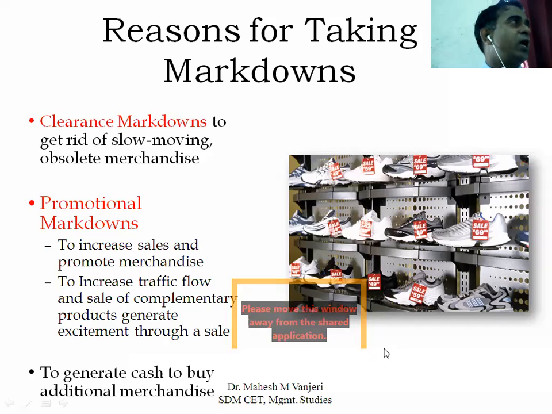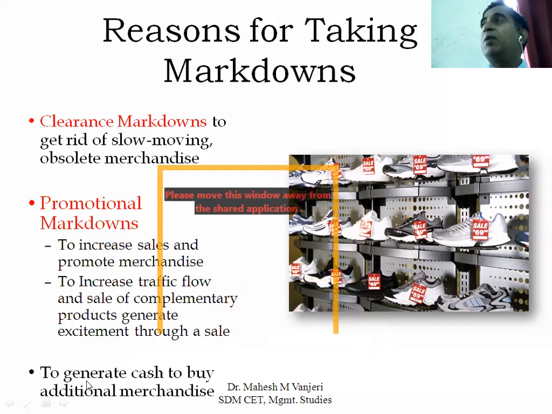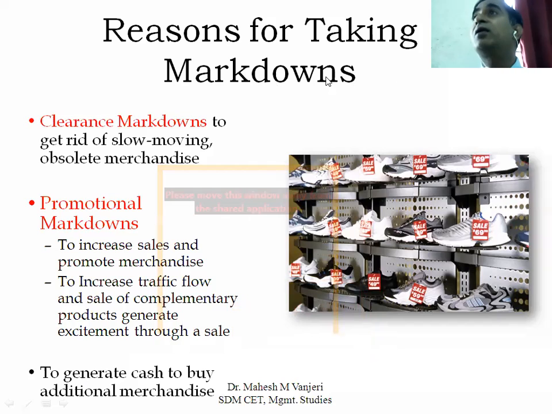Then, to generate cash to buy additional merchandise. Why does a retailer put up the merchandise on sale? If the merchandise is moving slowly, it means the working capital will be blocked in the unsold finished goods inventory lying in the store. So the retailer will need money to buy fresh stock. Only when the old stock is cleared can he get money to buy new stock. If it is not moving fast, you sell it at a discount. Selling at a discount is called markdown. So these are the reasons why retailers take markdowns.